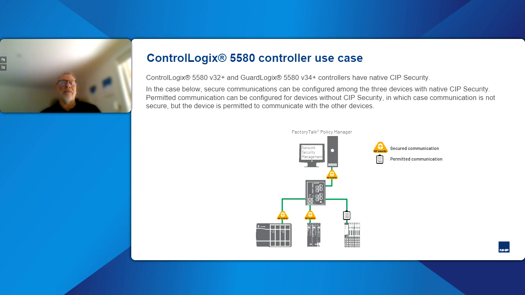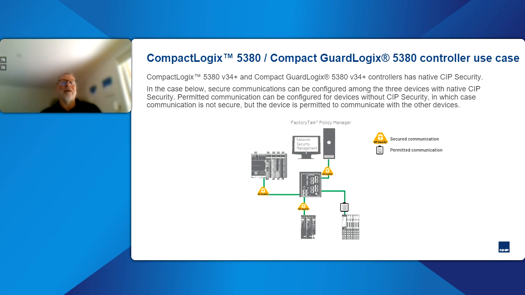CompactLogix, much the same, except CompactLogix has got CIP security in version 34, but they've only just got certification to 62443-4-2 in version 36. So if you need 62443 certification, you need to be version 36 and above to support it. But again, on one of its ports, it can talk quite happily to other secured devices.